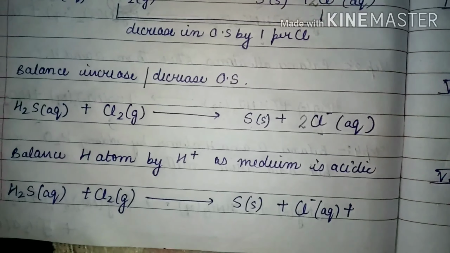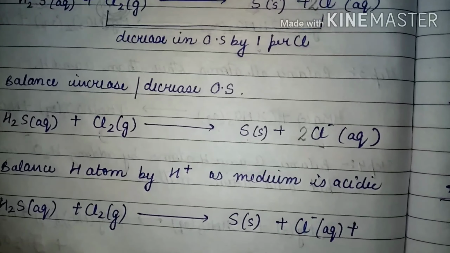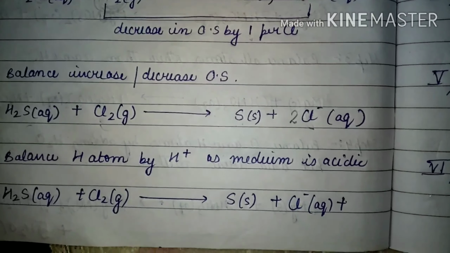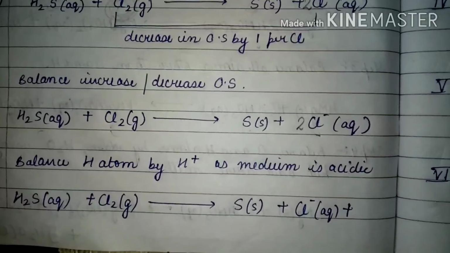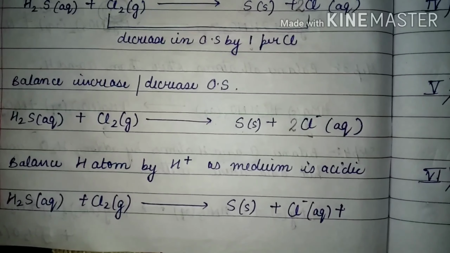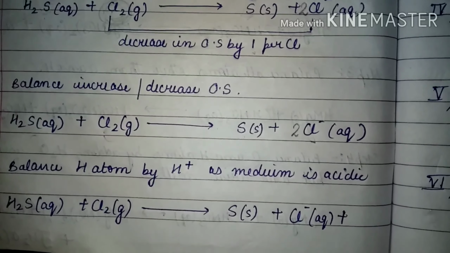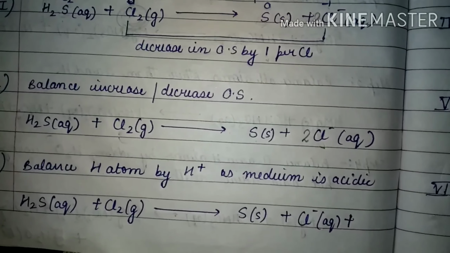Now if we move towards the fourth step, I have told you that in acidic medium the fourth step is to balance the oxygen by adding H2O. If you look at this reaction, there is no oxygen, so we will not do step 4 because there is no oxygen. Now jump to step 5.